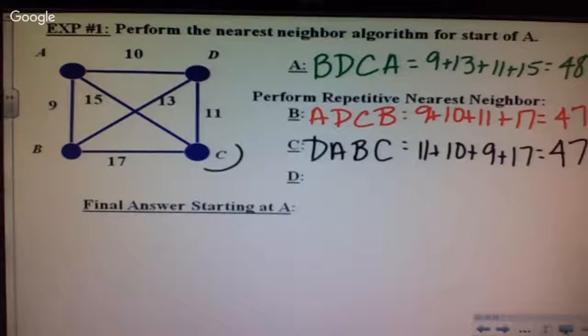Wouldn't we do the same thing for D? Who's my nearest neighbor starting at D? So A, the same? B.